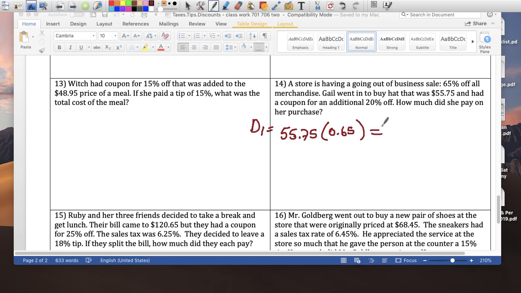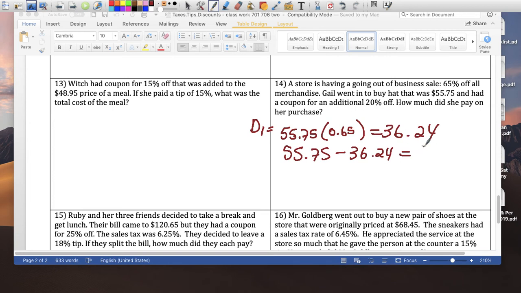55.75 times 0.65 means that the discount is $36.24 rounded. So 55.75 minus 36.24. So she's obviously going to pay even less than half of the value.